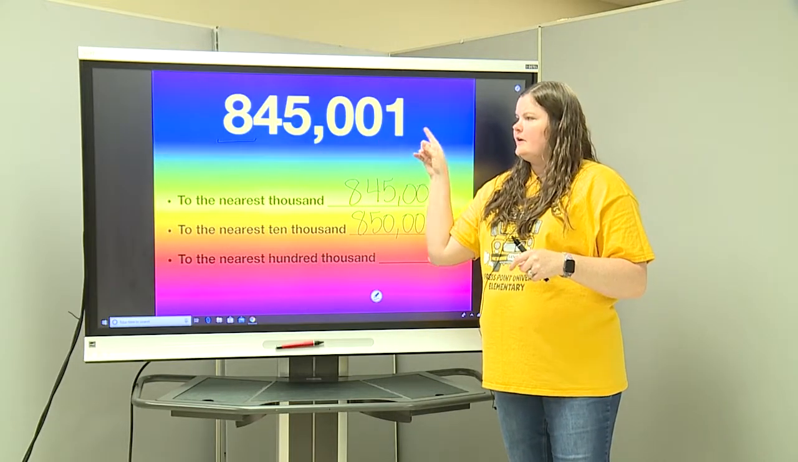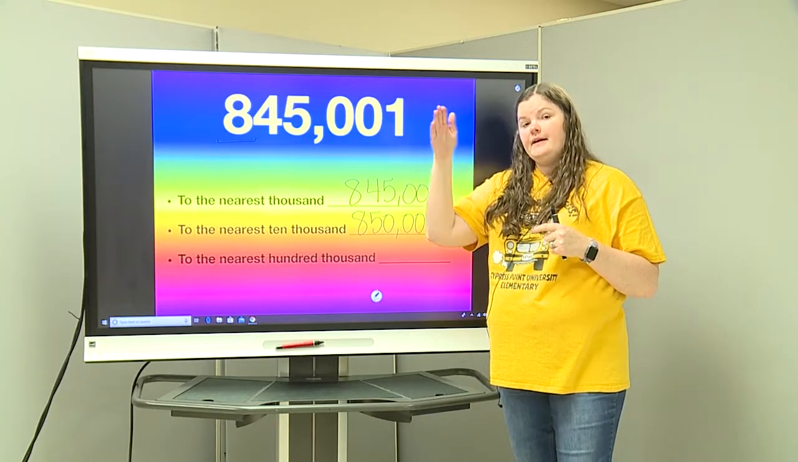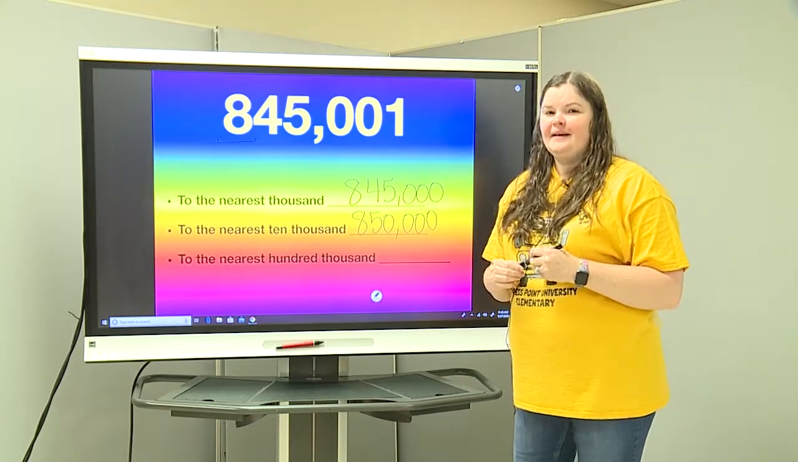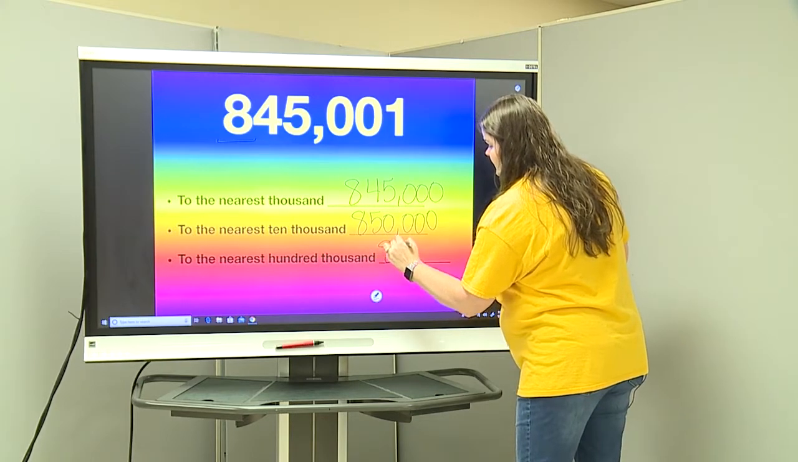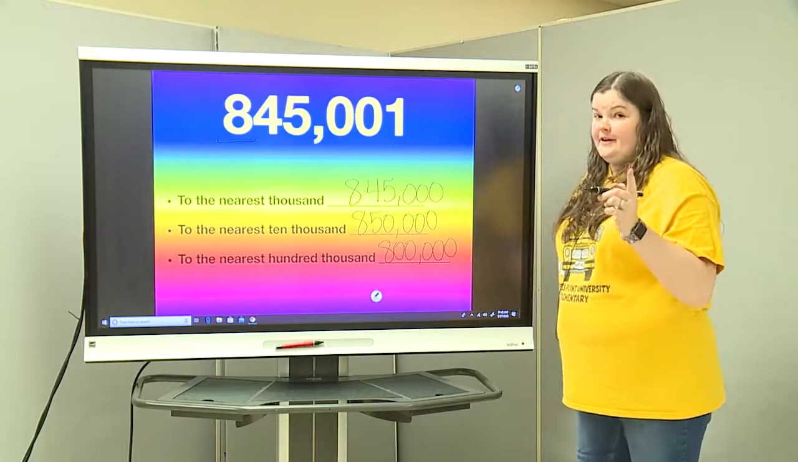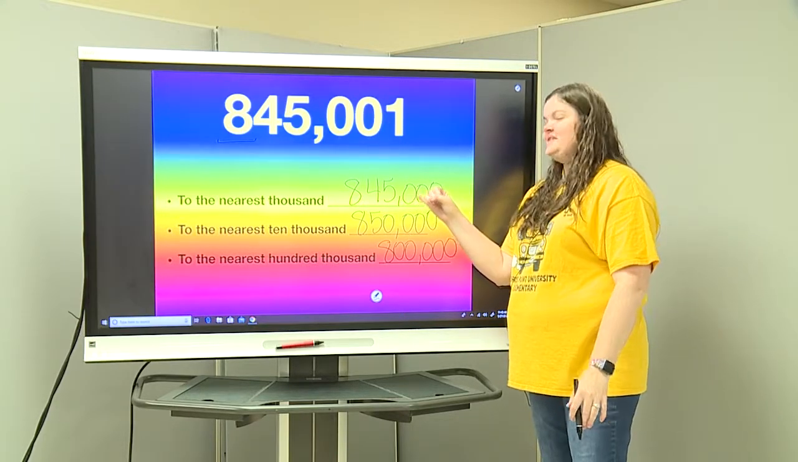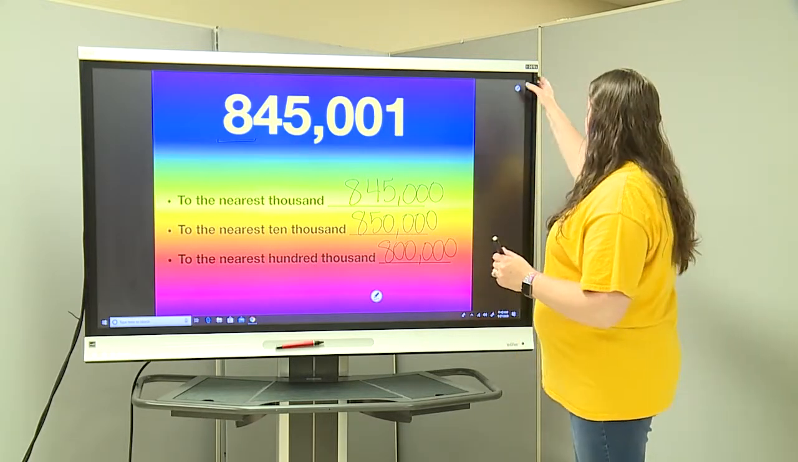So where would this number fall? 845,001. Is that going to be above 850,000 or below 850,000? It's going to be below, so it's going to go down to about 800,000. So very good job. We took one number and we rounded to the thousands, the 10,000s, and the 100,000s place.